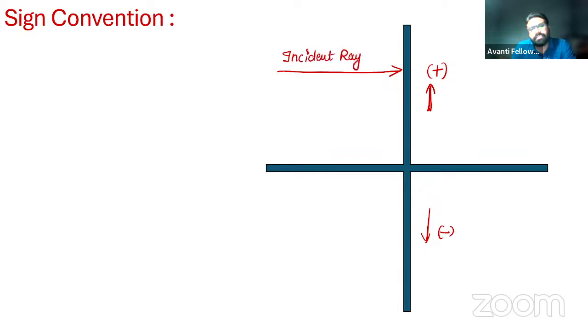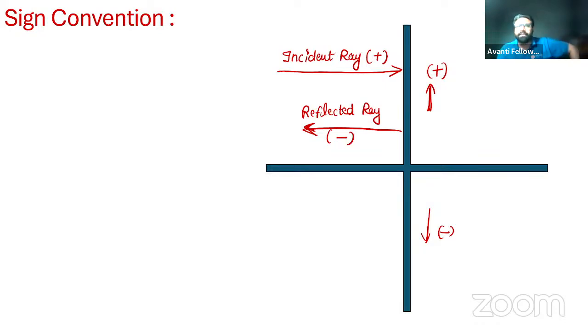So if you measure any distance in the direction of the incident ray, it is considered positive. और रिफ्लेक्टेड रे कैसी होगी? इस तरफ होगी, ठीक है? रिफ्लेक्टेड रे इज ऑपोजिट वे, this is the reflected ray. So always measure the distance. If you measure the distance in the direction of the reflected ray, it is considered as negative.